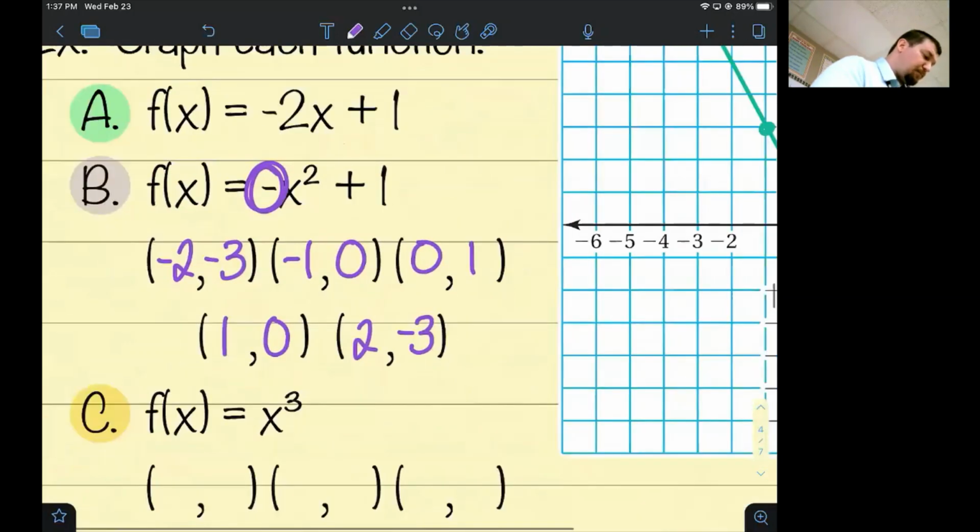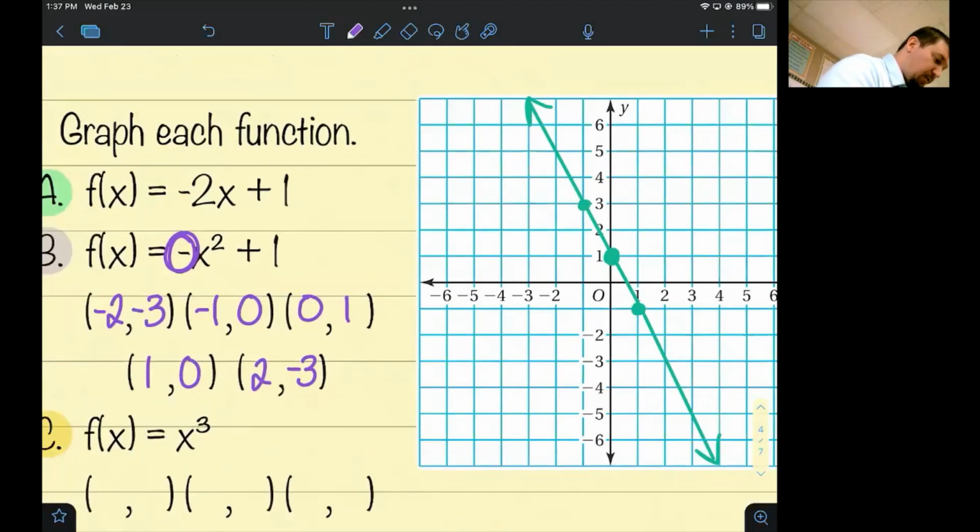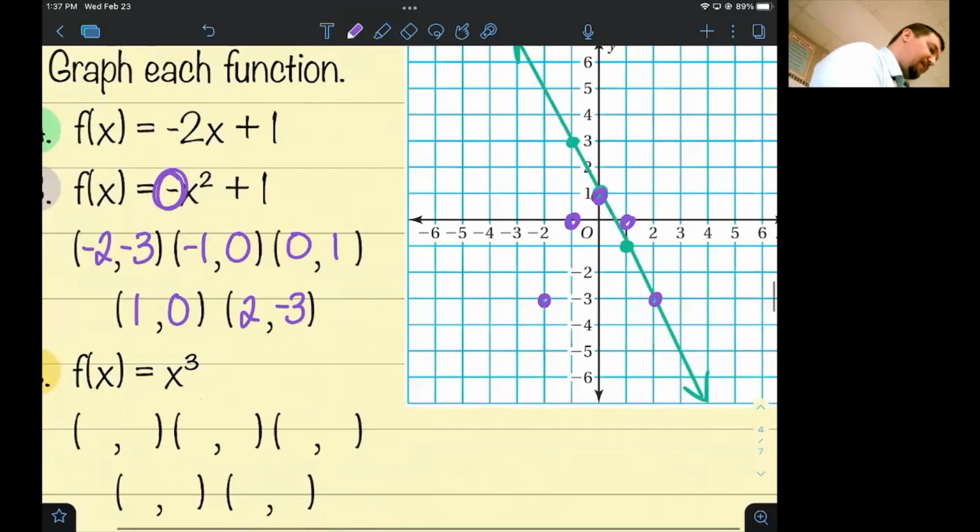So when I go to graph these points, (-2, -3), (-1, 0), (0, 1), (1, 0), and (2, -3), I do this. And so what we have here, I know it kind of looks like a V. It's not. It's called a parabola. And you'll look at a lot of these next year.